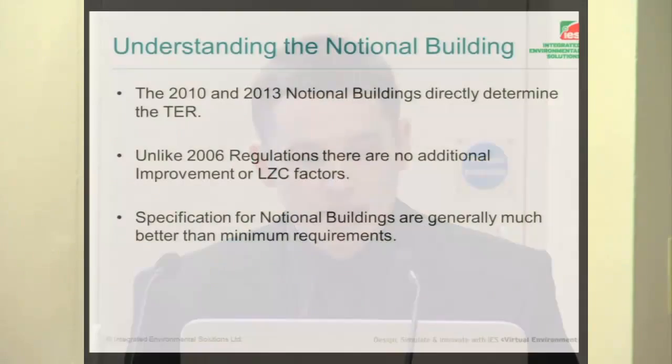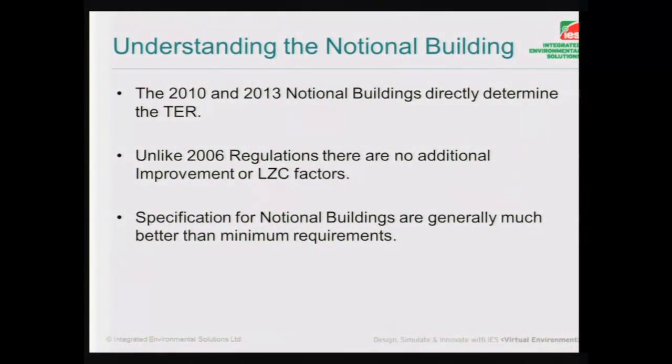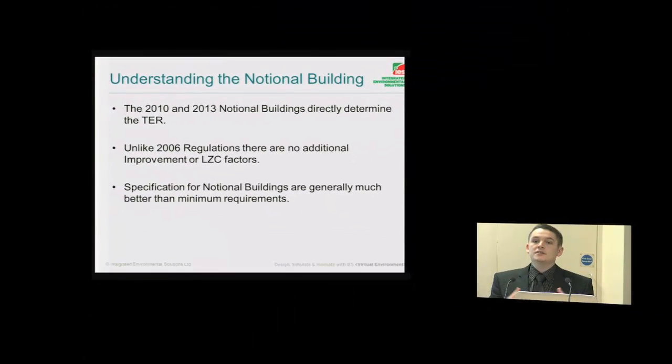Now, the first thing I want to talk about is understanding the notional building and how the target emission rate is calculated. In 2010 and 2013, the calculation method for the target emission rating changed quite drastically from 2006. Under the previous method, back in 2006, you had a notional building which was representative of 2002, or a building that would have passed 2002 regulations.